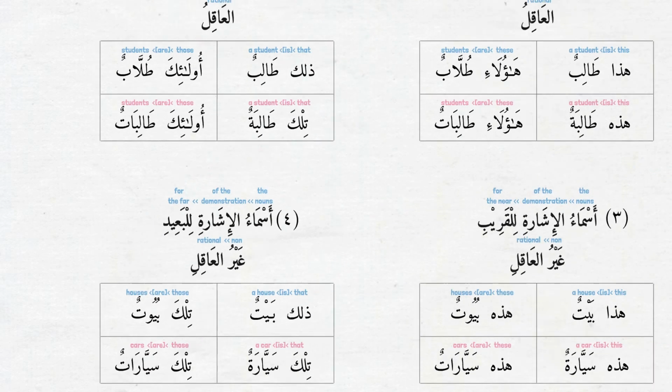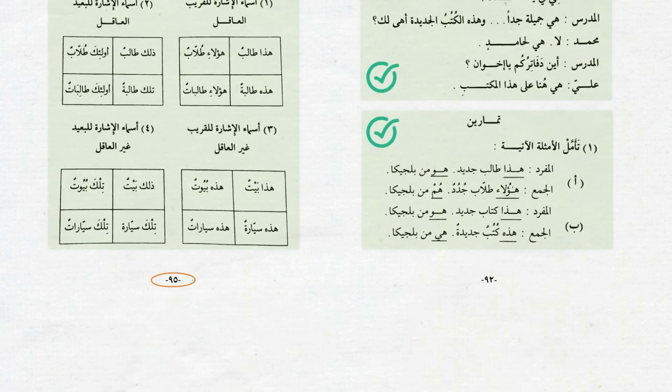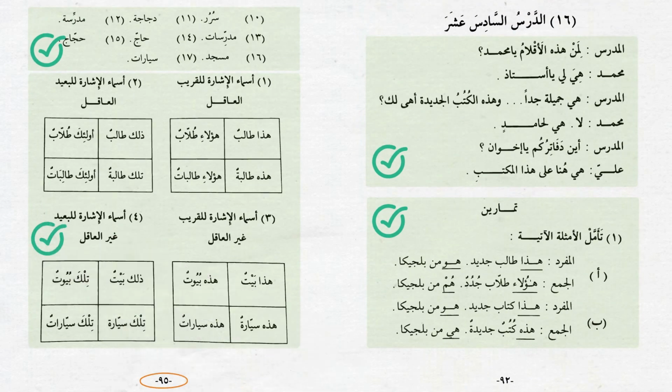These are very nice summary tables about how عاقل and غير العاقل nouns are generally treated in singular and plural forms in Arabic. We can always refer back to them if we need to refresh our memory. So I suggest you print them out or write them down on a piece of paper and keep them somewhere handy. This is the end of lesson 16.